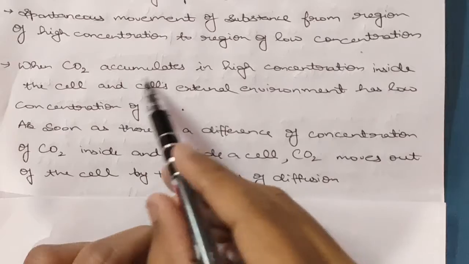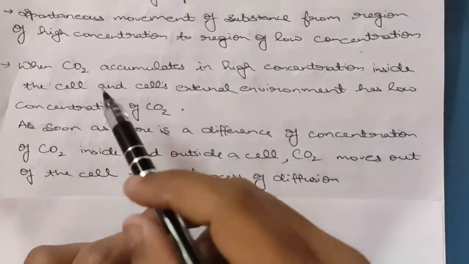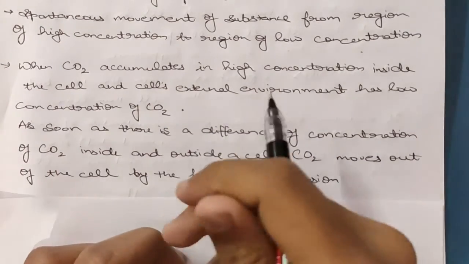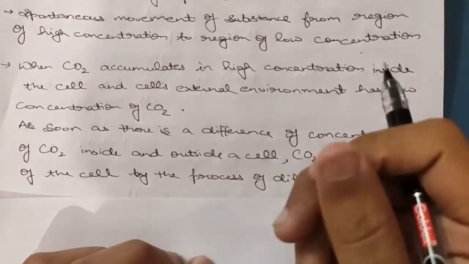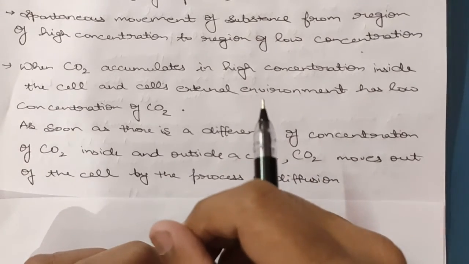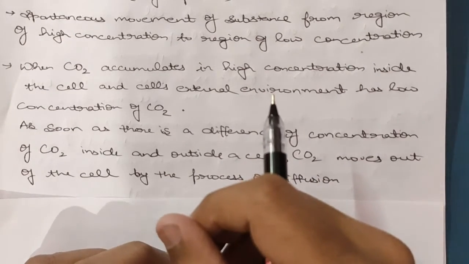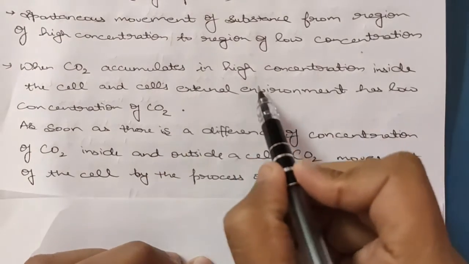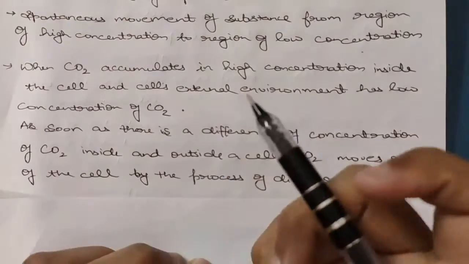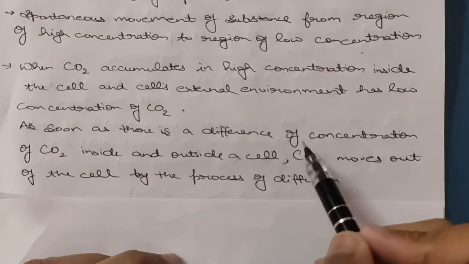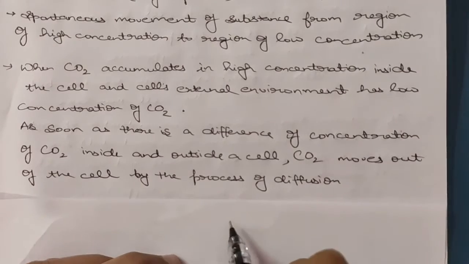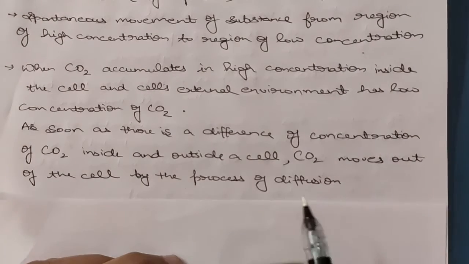Now when CO2 accumulates in high concentration inside the cell and the cell's external environment has low concentration of CO2, when will this condition happen? You know that the cell is performing various activities. When the cell performs various activities, it will consume oxygen and it will produce carbon dioxide and other waste products. So then CO2 accumulates in high concentration inside the cell and the external environment has low concentration of CO2. Now what will happen? As soon as there is a difference of concentration of CO2 inside and outside a cell, CO2 moves out of the cell by the process of diffusion.